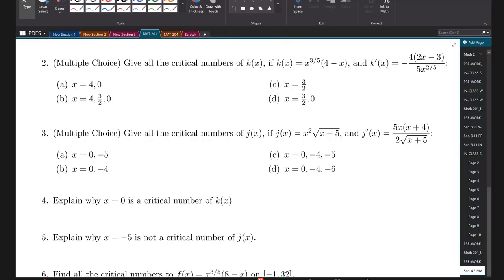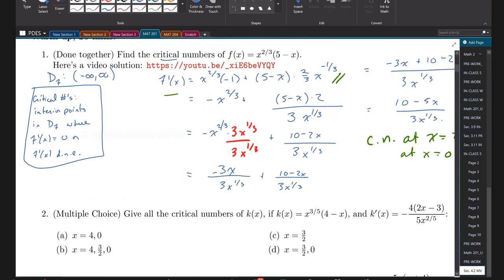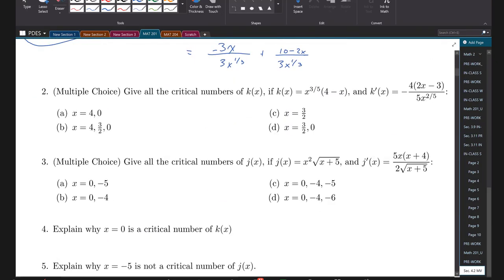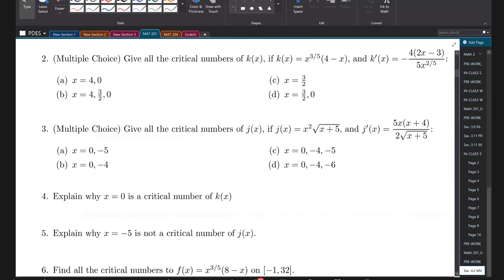So what I'd like you to do now is choose, for each of these problems, what are the critical numbers? Notice that I just did all the hard work. I gave you the function and I gave you the derivative in factored form. All that messy algebra we did before, I've already done for you. Now I just want you to identify where the derivative is 0 or where the derivative is undefined.